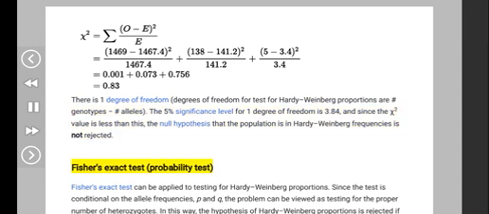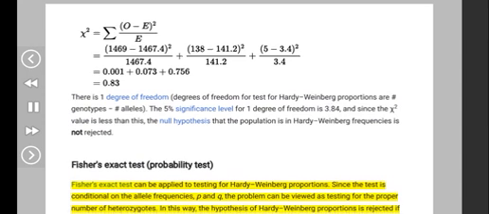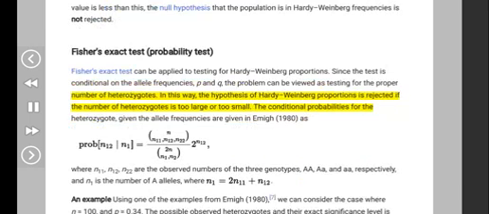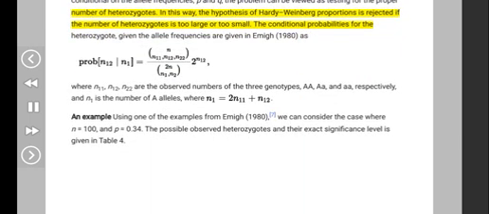Fisher's exact test probability tests. Fisher's exact test can be applied to testing for Hardy-Weinberg proportions. Since the test is conditional on the allele frequencies, P and Q, the problem can be viewed as testing for the proper number of heterozygotes. In this way, the hypothesis of Hardy-Weinberg proportions is rejected if the number of heterozygotes is too large or too small. The conditional probabilities of a zygote, given the allele frequencies, are given in Emigh 1980, where N11, N12, N22 are the observed numbers of the 3 genotypes, and N1 is the number of alleles, where.